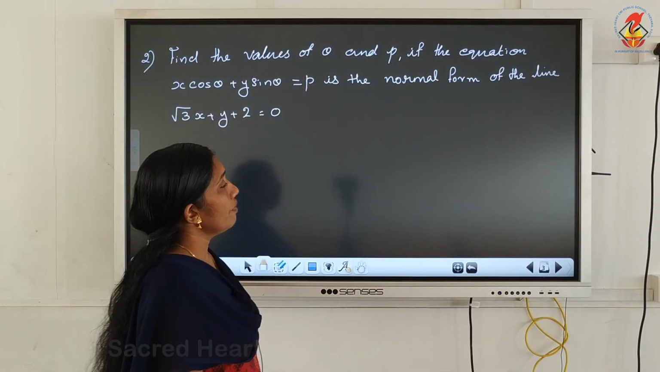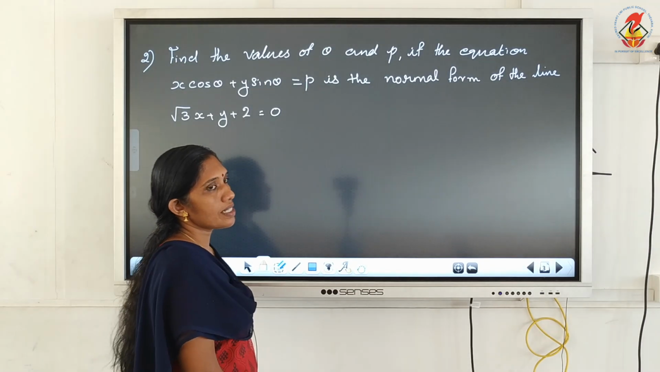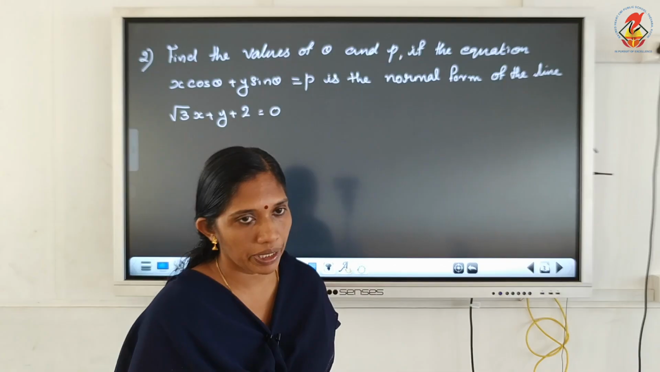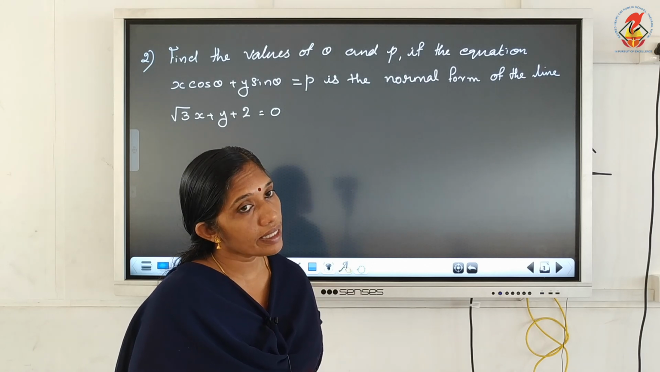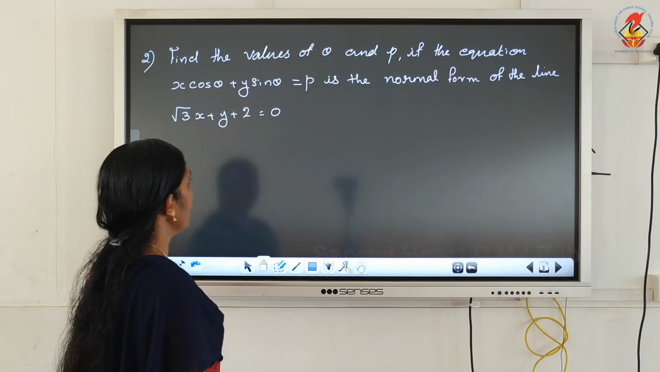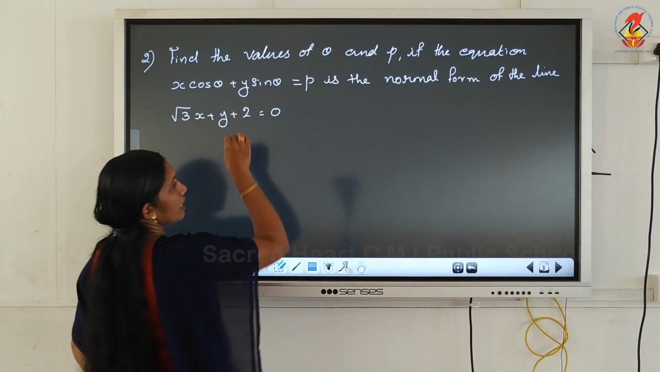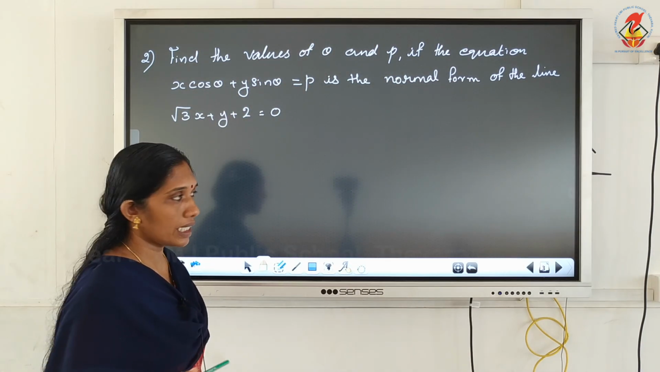The next one, find the values of theta and p if the equation x cos theta plus y sin theta is equal to p is the normal form of the line root 3x plus y plus 2 is equal to 0. So normal form of a line is x cos theta plus y sin theta is equal to p. P is the perpendicular distance from the origin to the line, and theta is the angle made by that perpendicular with x axis. So we have to find theta and p. So reduce the given equation into this form in terms of cos and sin. Then only we get the value of theta and p.